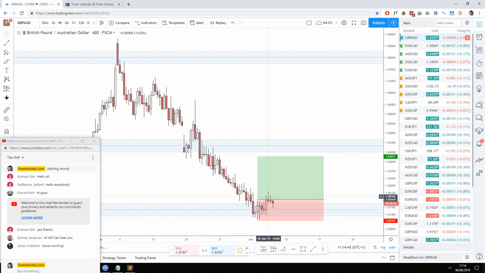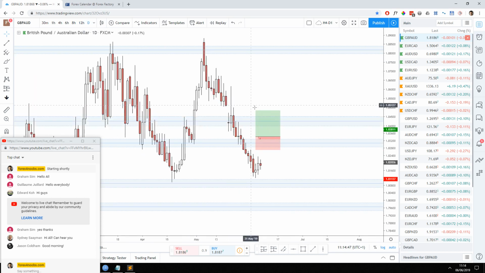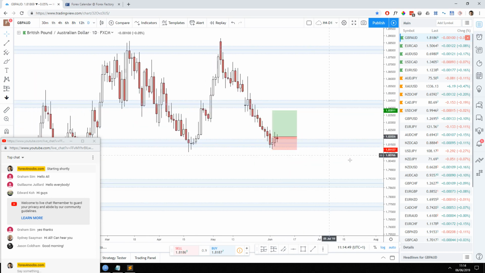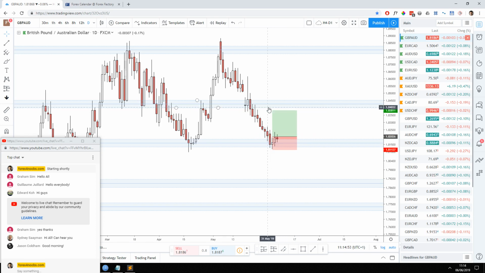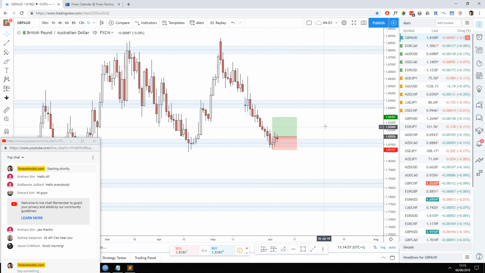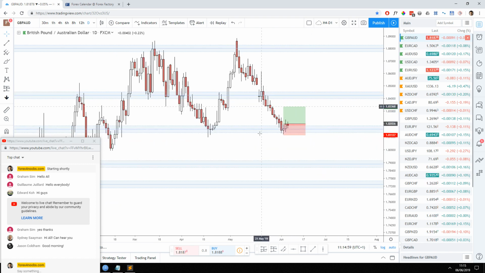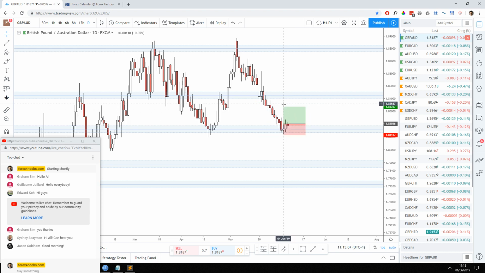I'm currently long on GBP AUD. On the daily chart is where I've taken my long. What I'm looking for is price to push up to here. Well, my initial target's going to be 1.5 as it usually is. But because this is such a strong support area, I'm looking for it to move further. But yeah, my initial target's at 1.5.